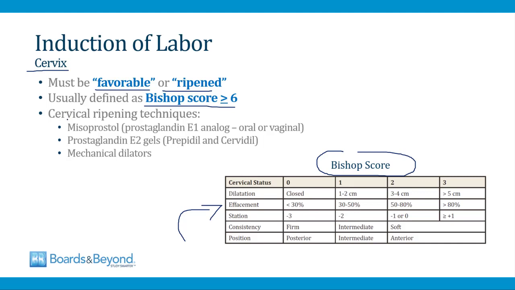If the Bishop score is low, there are a couple of so-called cervical ripening techniques that can be used to prepare the cervix for the induction of labor. One is to administer misoprostol. Misoprostol is a prostaglandin E1 analog, and it can be used to cause uterine contractions, but it also can be used to ripen the cervix. It can be given as an oral drug or it can be given vaginally. There are also a couple of prostaglandin E2 gels that can be applied vaginally. One's called Prepidil, the other's called Cervidil. And then lastly, there are mechanical dilators that can be used.